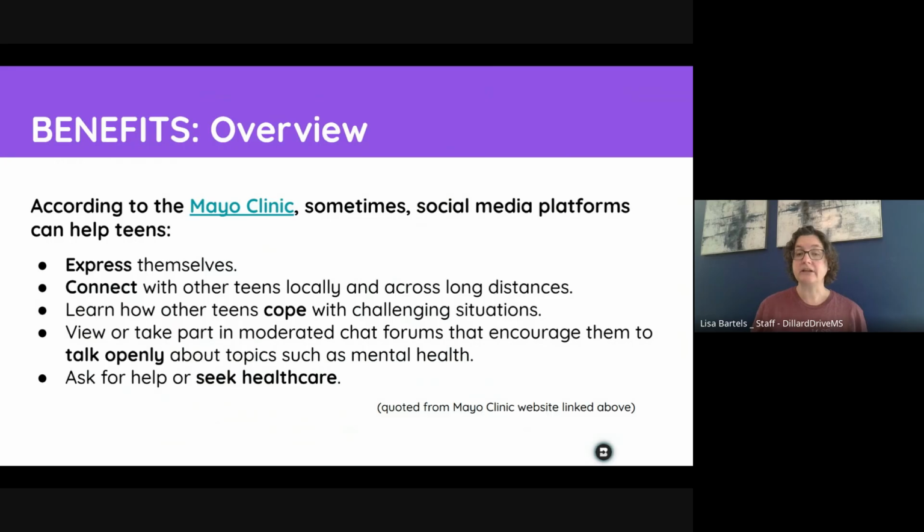So Mayo Clinic has done a study and found that sometimes social media platforms can help teens. It can help with expression. It can help them connect with other teens, both locally and across distance. It can help teens cope with challenging situations. Teens can participate in chat forums that can allow them to talk about topics that might be sensitive, such as mental health or other health topics.